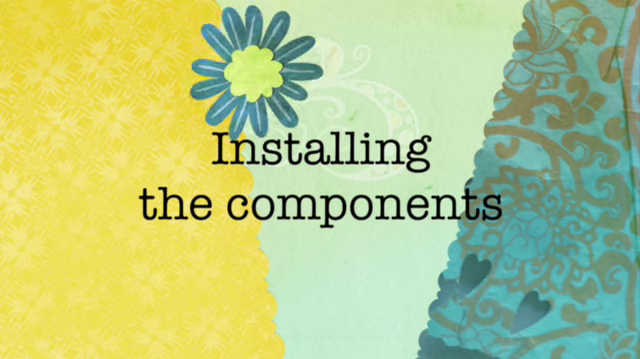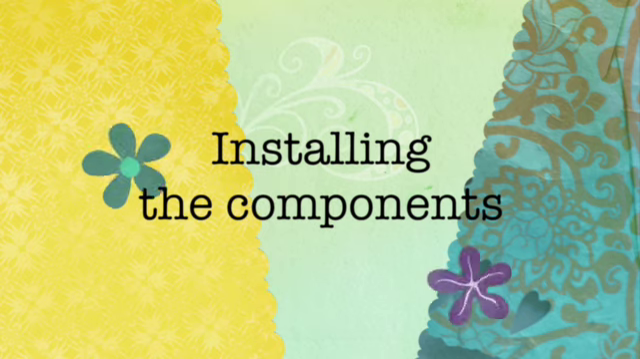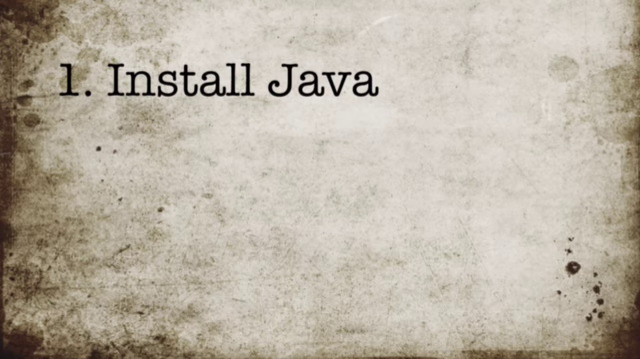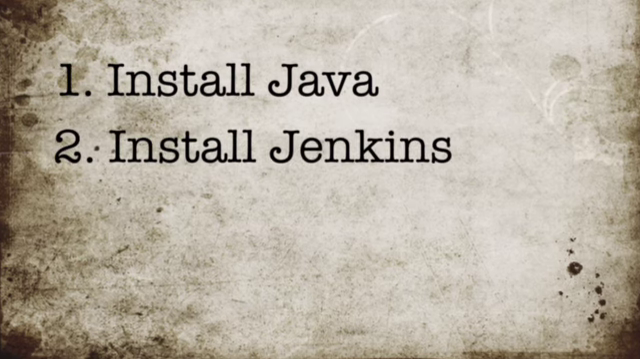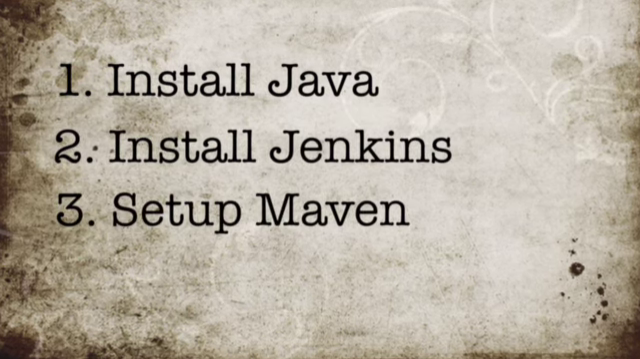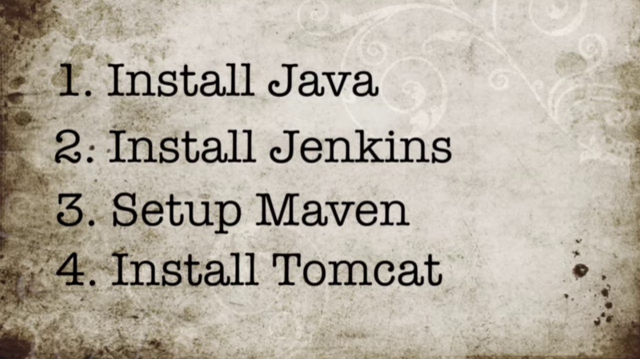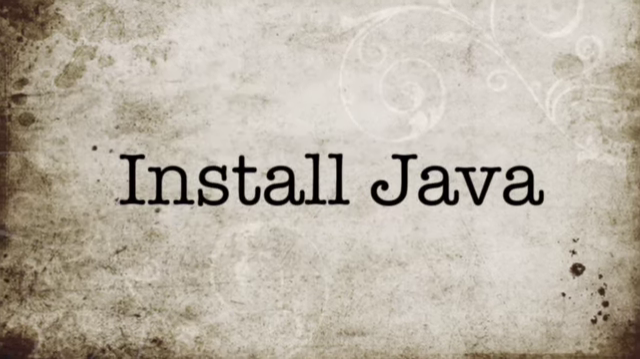Okay, so let's get started now. Let's look at each component and how it is built up. Steps: we install Java, install Jenkins, set up Maven, install Tomcat. That's what we're going to do now. So number 1, install Java.